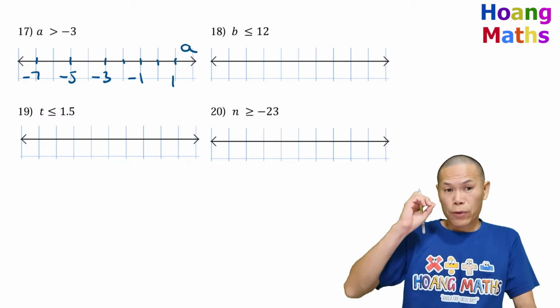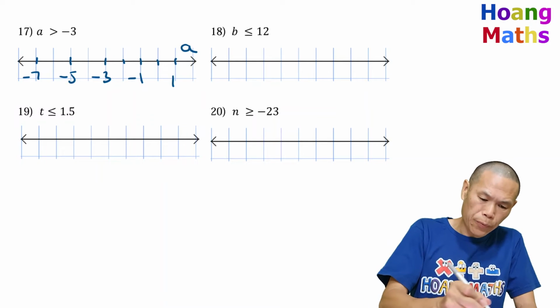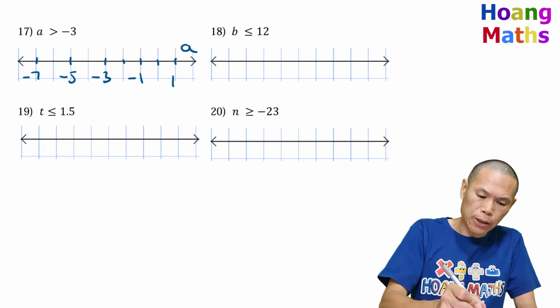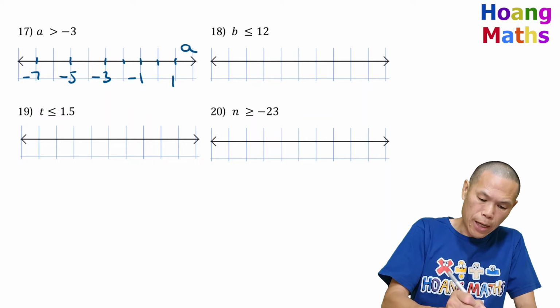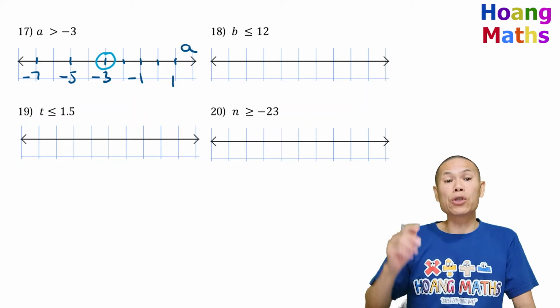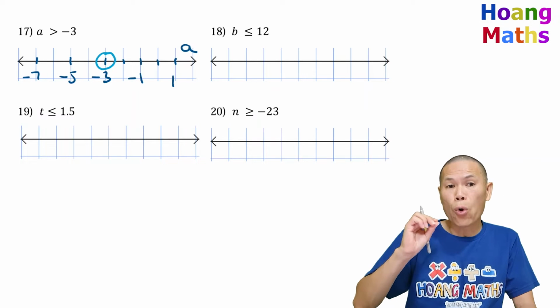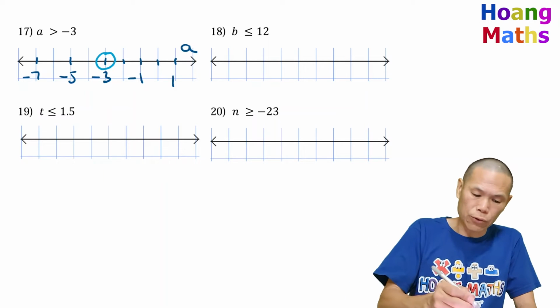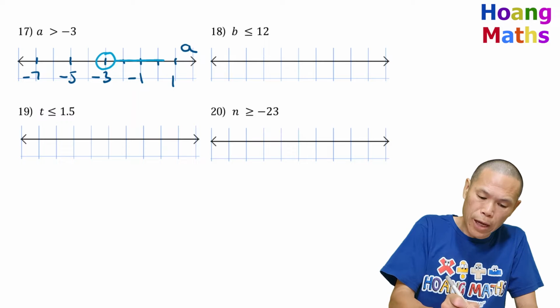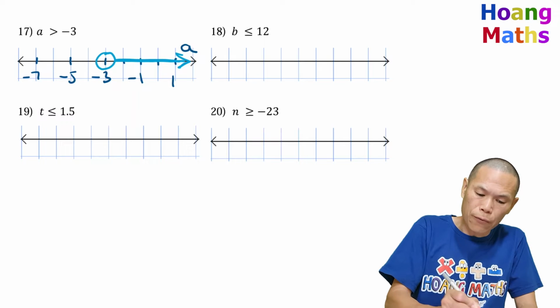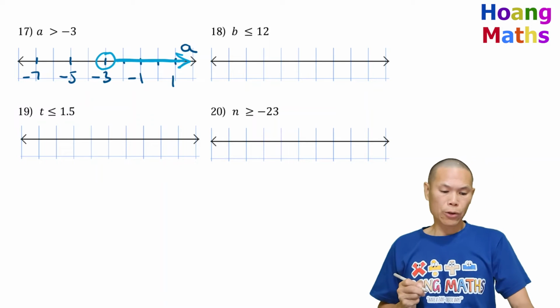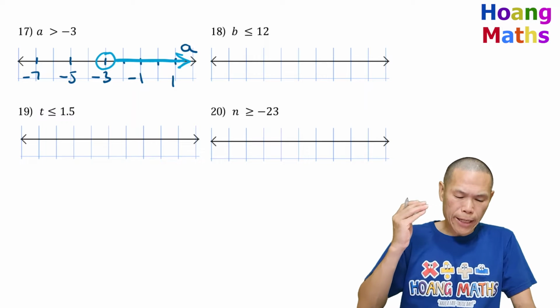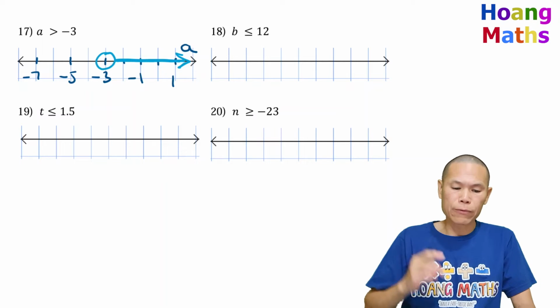Now, circle the negative 3. Let me just use a different color. I can just circle on negative 3. And because A is greater than negative 3, all the numbers on the right-hand side of negative 3 are greater than negative 3. So we just draw a line this way and then put an arrow. That's obvious. So there you go. A is greater than negative 3.